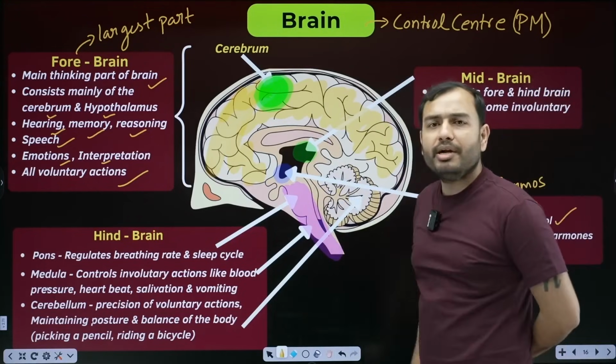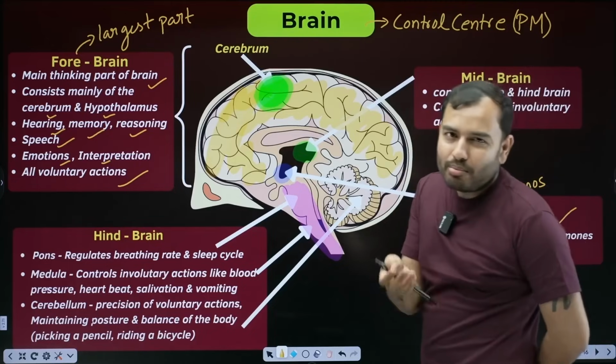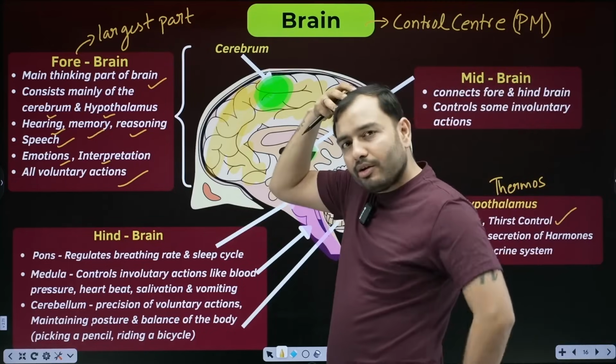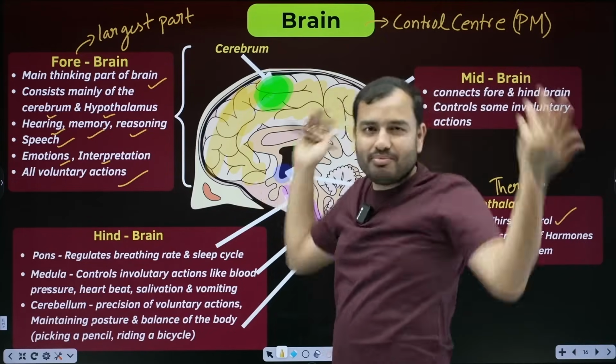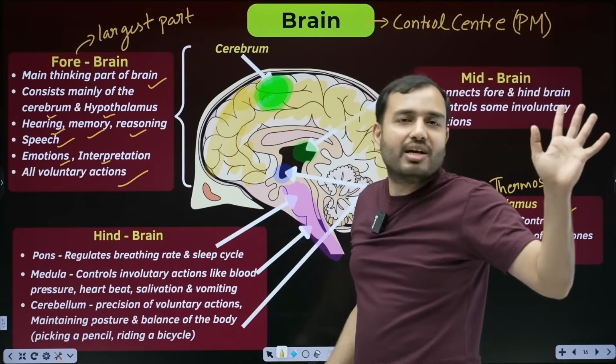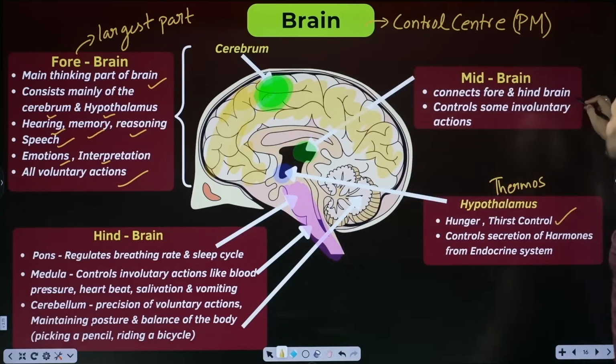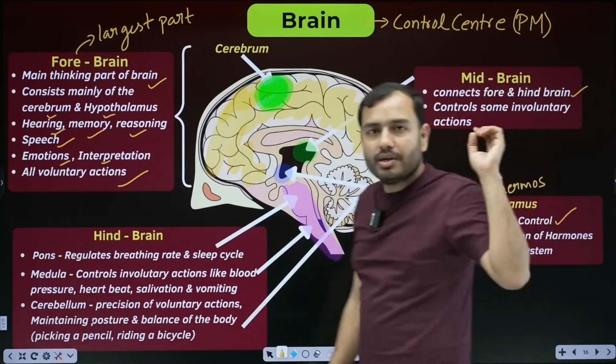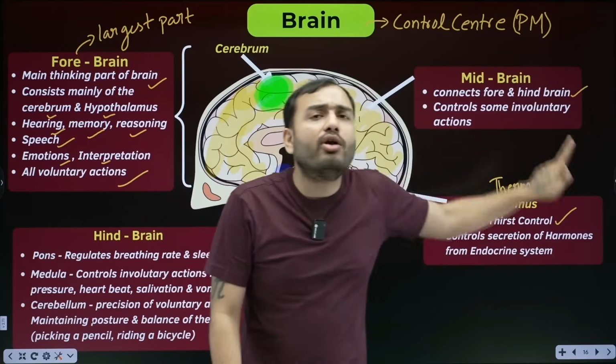The midbrain is small, as is its work. The work of the midbrain is simple: to connect the forebrain on the front to the hindbrain on the back. That's all. A question about the midbrain never comes in the exam. So what is the work of the midbrain? It connects the fore and hindbrain. One more thing is written: it controls some involuntary functions.